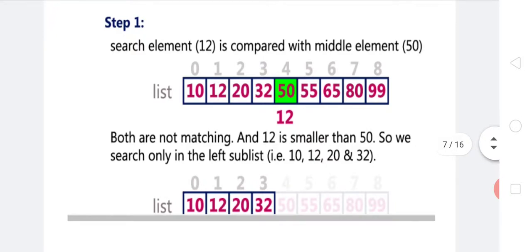Now we calculate the middle value here, using the formula beginning plus end divided by 2. Here the beginning is 0 and the end is 3, so 0 plus 3 is 3, divided by 2, and the answer is 1. So 12 is compared with the mid value at location 1, which contains the element 12. Yes, the number is found. Then display the element or display the location.